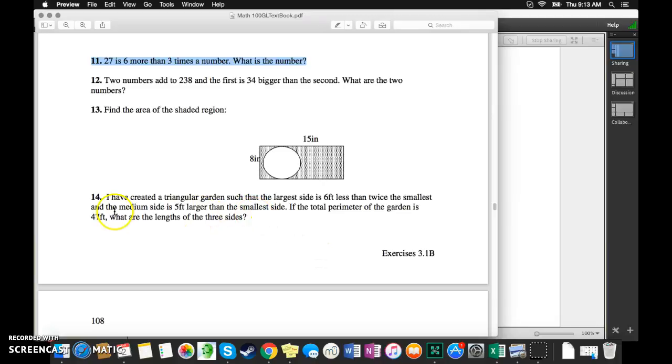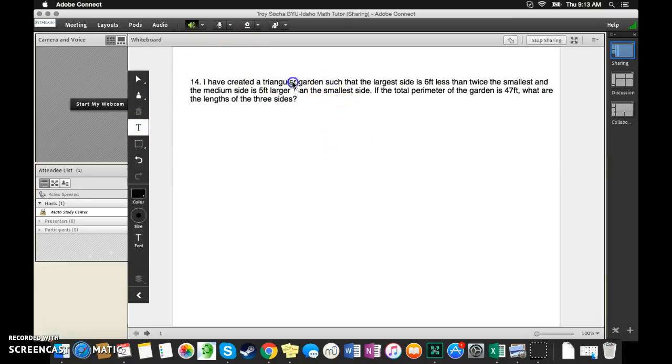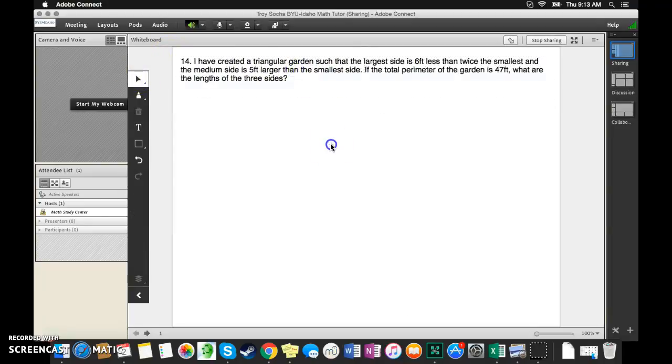Let's do a triangle one. The triangle ones are always hard, though they are fun. Alright, I have created a triangular garden such that the largest side is 6 feet less than twice the smallest, and the medium side is 5 feet larger than the smallest side. If the total perimeter of the garden is 47 feet, what are the lengths of the 3 sides?